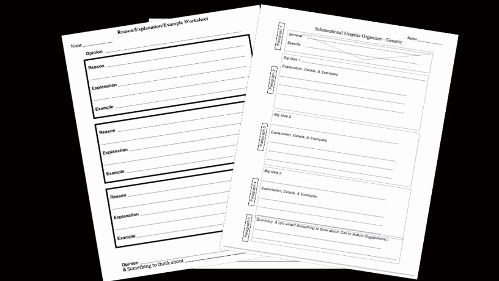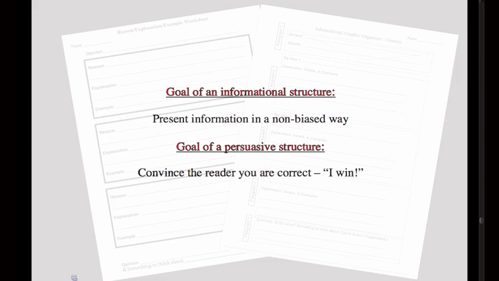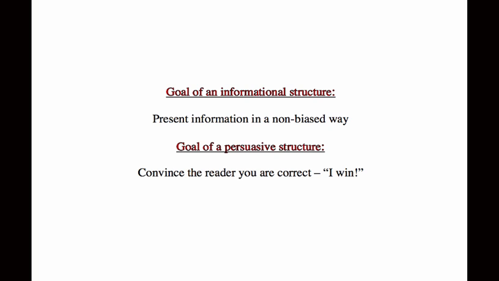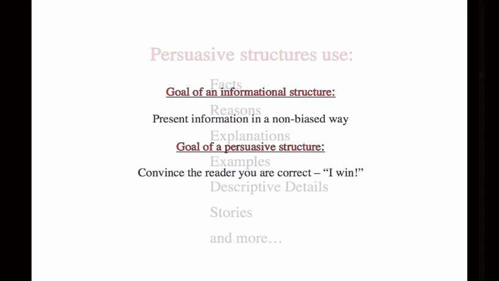Now we're going to work on persuasive writings. A persuasive writing also has a predictable structure. Take time to compare the informational structure with the persuasive structure. They look very similar, but the persuasive writing has a different goal. The informational structure presents information. The goal of persuasive writing is to push the reader in one direction. You want to win the argument.